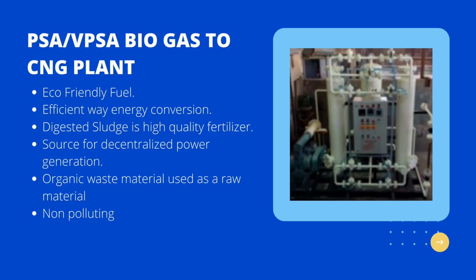PSA/VPSA biogas to CNG plant. Eco-friendly fuel. Efficient way of energy conversion. Digested sludge is high-quality fertilizer. Source for decentralized power generation. Organic waste material used as a raw material.